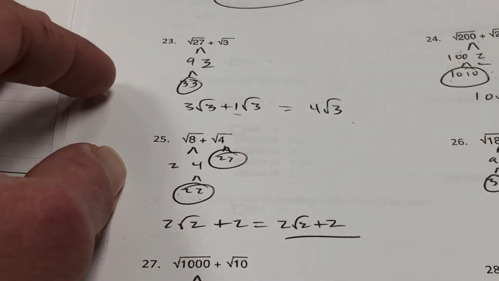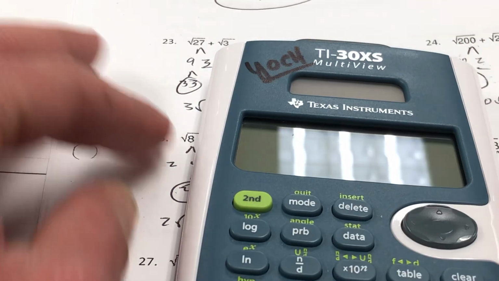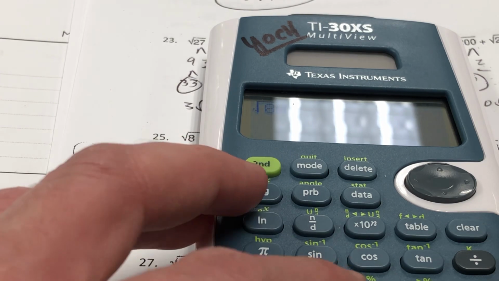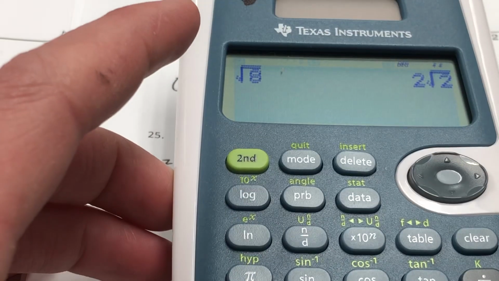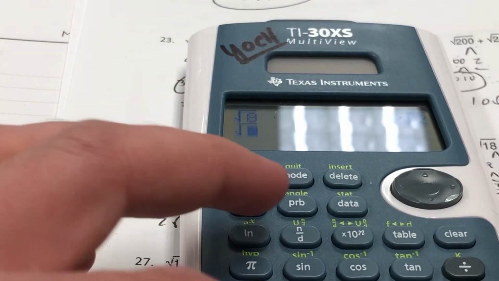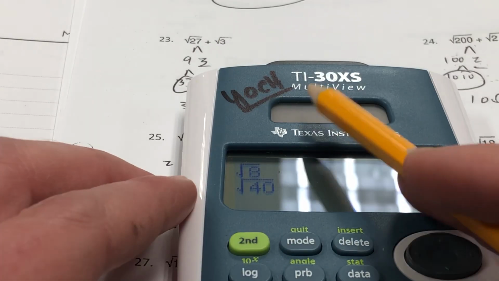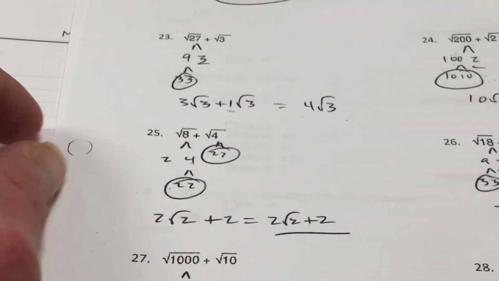All right, that's what's nice about the TI-30XS. If I type in the square root of 8, it tells me 2 root 2. If I type in the square root of 40, it tells me 2 root 10. The TI-30XS MultiView, less than 20 bucks, never requires batteries.